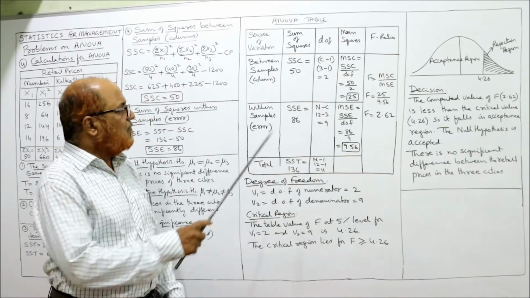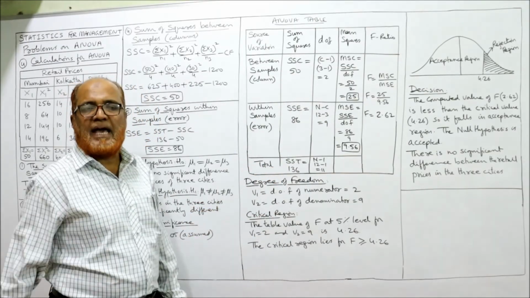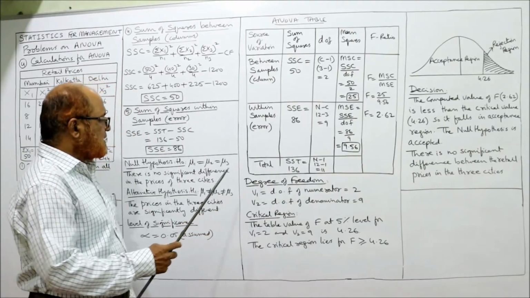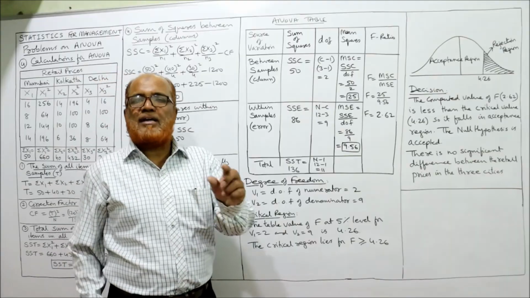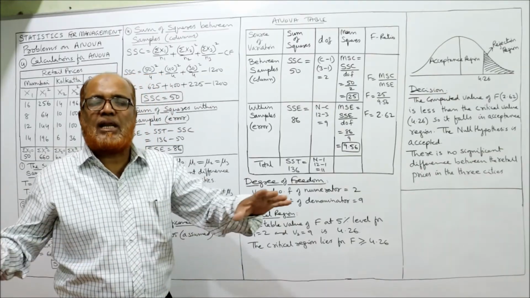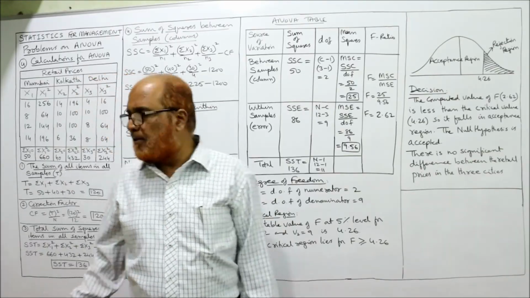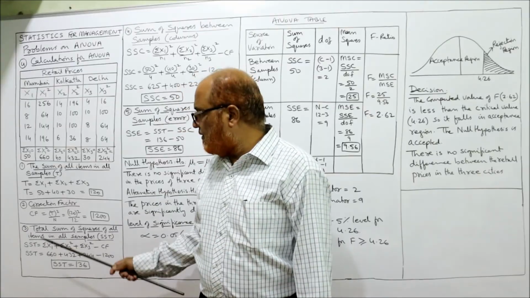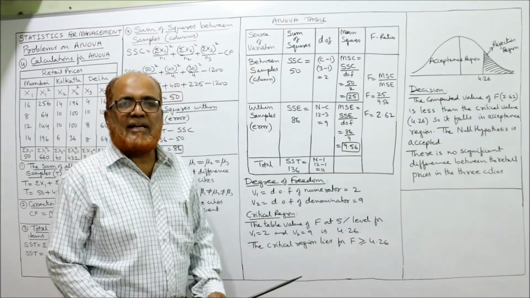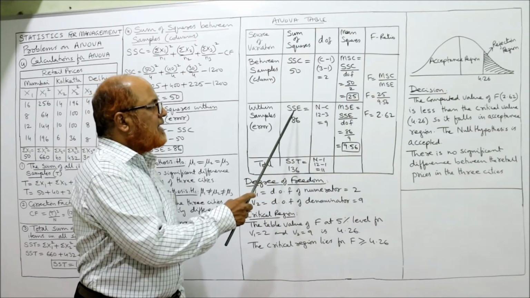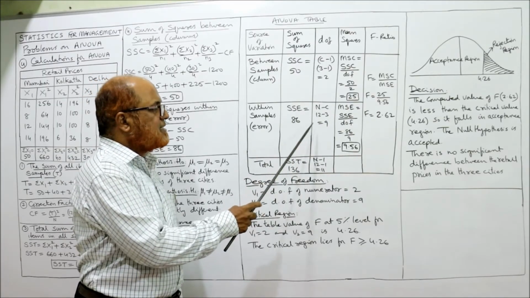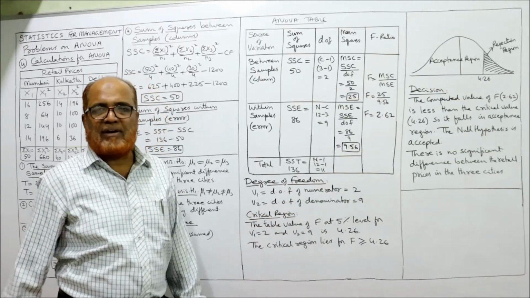That's it. Now within samples, error, SSE. How much SSE we got? 86. Then degree of freedom is N minus C. N stands for total number of items in all the samples. That is 12. Already we have calculated 12. So 12 minus 3 is 9. Then MSE is equal to SSE divided by degree of freedom. 86 divided by 9, 9.56.